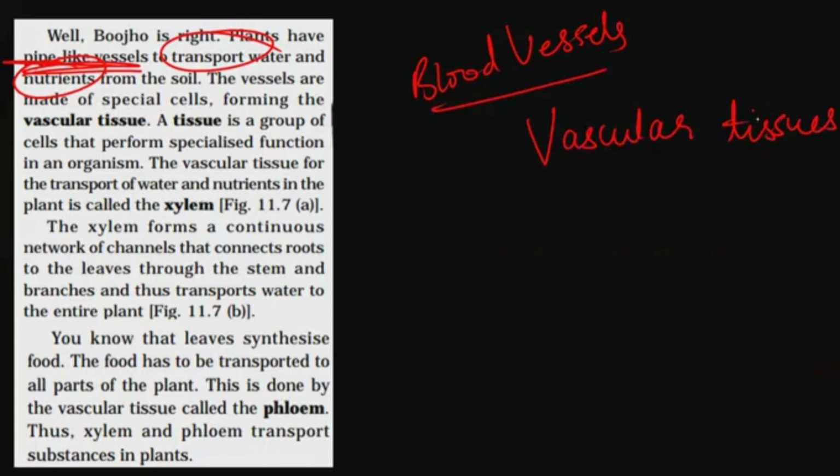Plants have vascular tissue. Tissue is a group of cells that perform a specialized function in an organism. We know that, right? Tissues are formed by a group of cells which perform a specialized function. And tissues form organs, and organs form organ systems. So there are two types of vascular tissues, and there is a trick coming up.